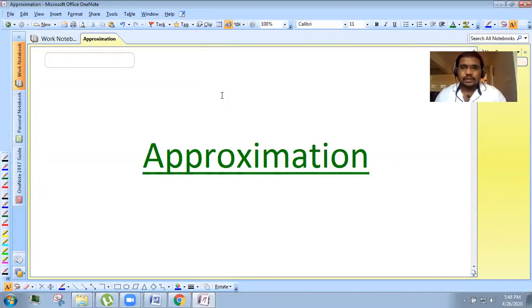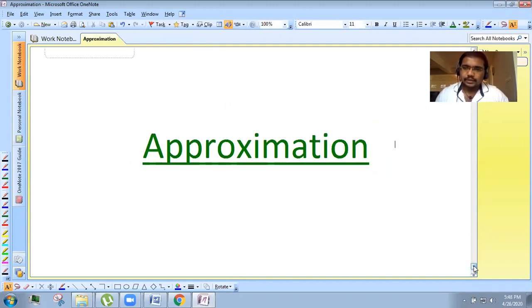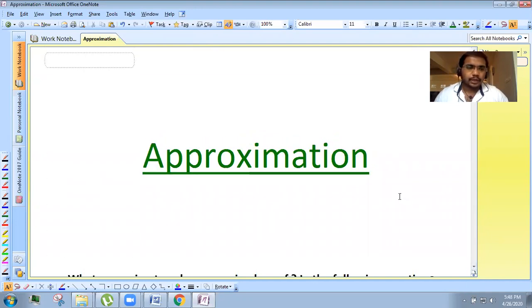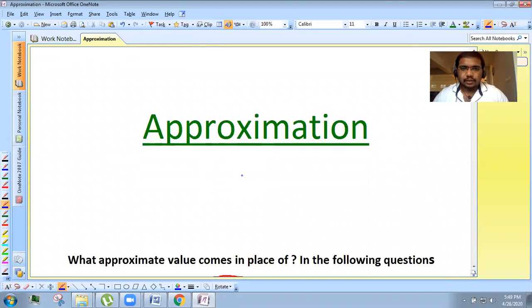Today we'll discuss a topic about approximation, how we will do the calculations, and how we can quickly evaluate the values. We will discuss these things. In my previous videos, I explained some tricks about finding square roots, finding the square of a number and all these things. Those will be helpful to you here also. And see here the questions.